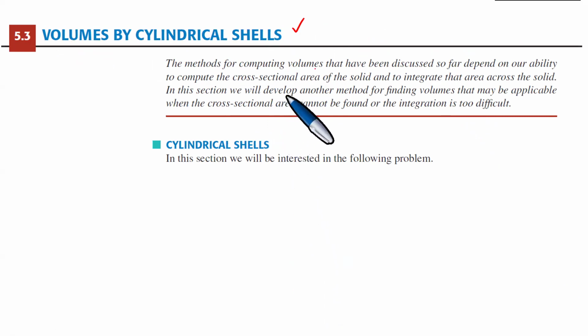The methods for computing volumes that have been discussed so far depend on our ability to compute the cross-sectional area of the solid and to integrate that area across the solid. In this section, we will develop another method for finding volumes that may be applicable when the cross-sectional area cannot be found or the integration is too difficult: the cylindrical shells. In this section, we will be interested in the following problem.